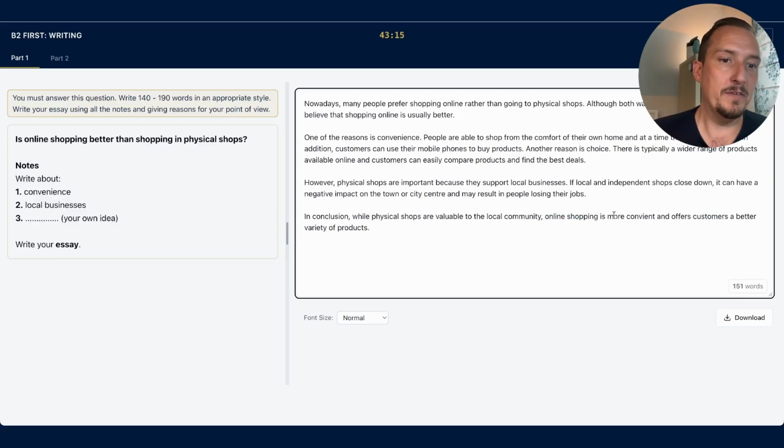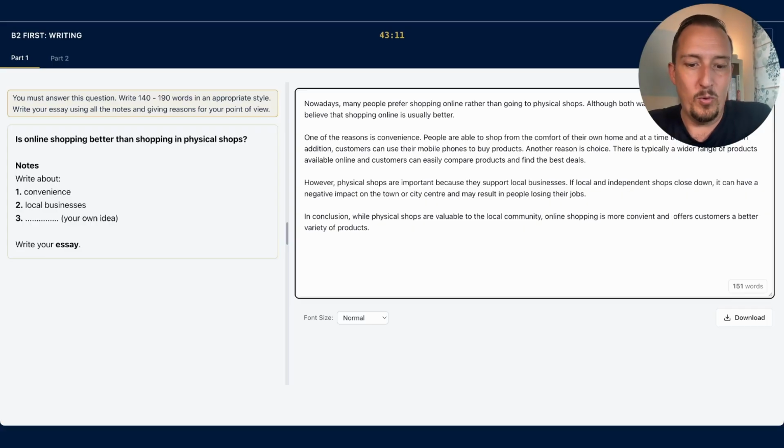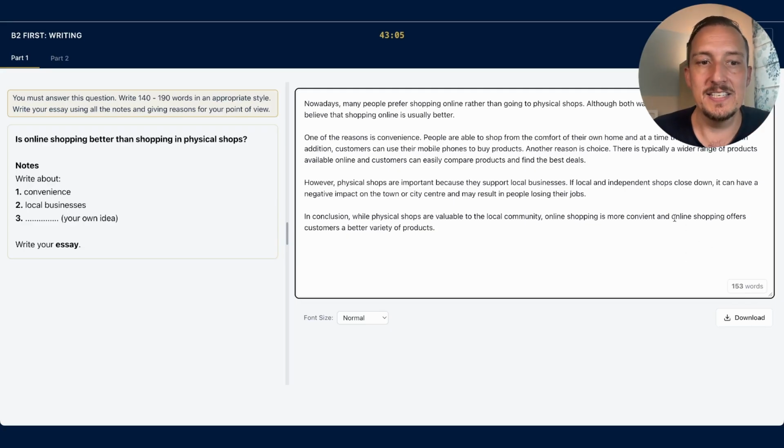Online shopping is more convenient and offers customers. So you don't need to repeat online shopping is more convenient and online shopping offers customers. That's unnecessary repetition. It's clear what you're referring to when you say offers. You're referring to online shopping. And offers customers a better variety of products. That is fine. You could say a better choice of products as well.